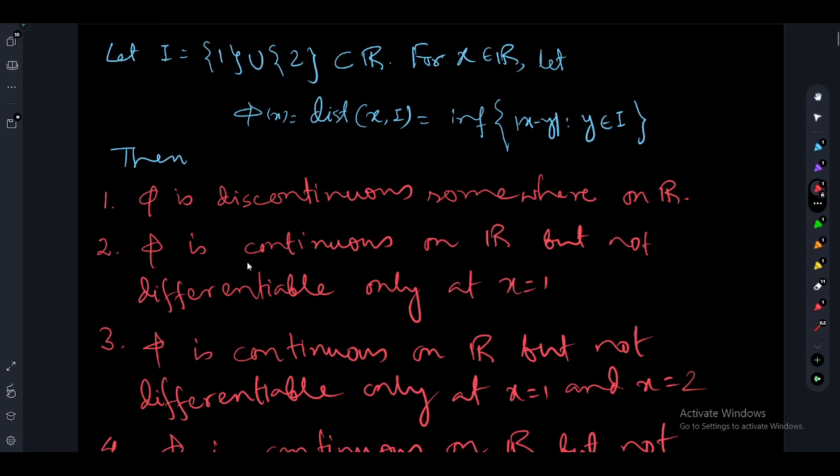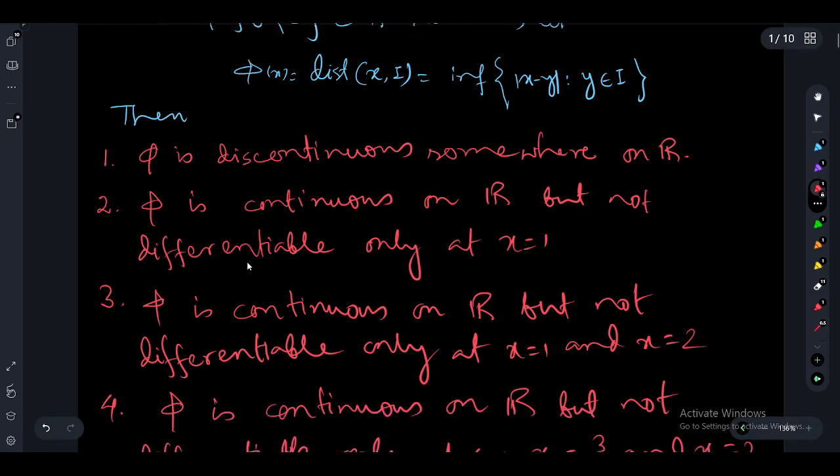The question is from real analysis. It was asked in CSIR UGC NET on 8 June 2011. The question is: let I equal {1, 2}, a subset of R, and for x belonging to R, define phi(x) equal to the distance between x and I. The distance between x and I is given by the infimum of |x minus y| such that y belongs to I. Then which option is correct?